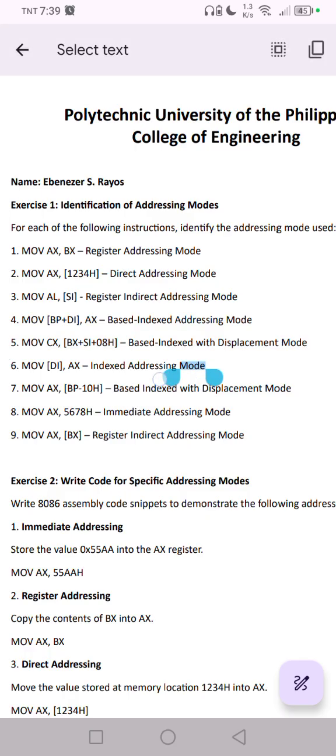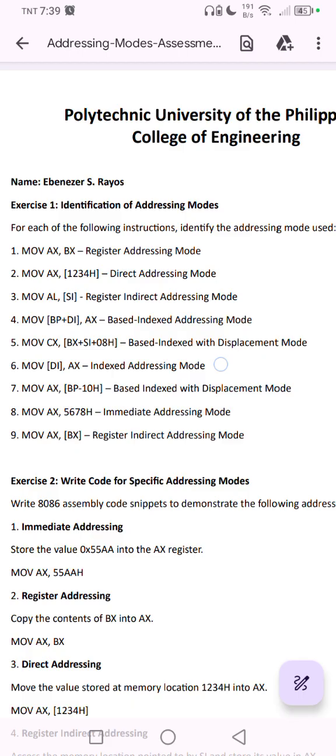Number 6, MOV [DI], AX. The DI register is used to determine the memory address where the value in AX should be stored. This mode is efficient for iterating through arrays.